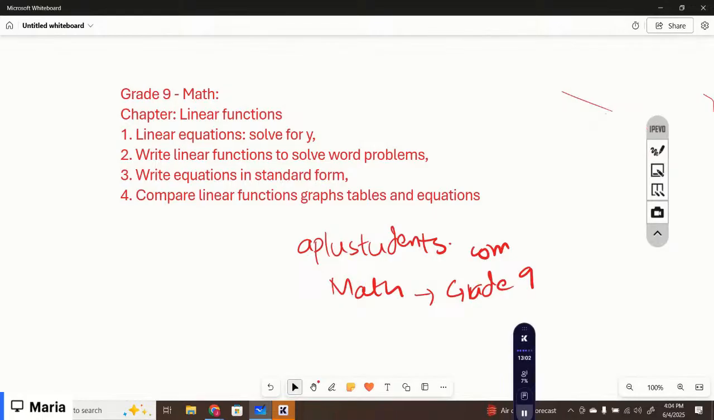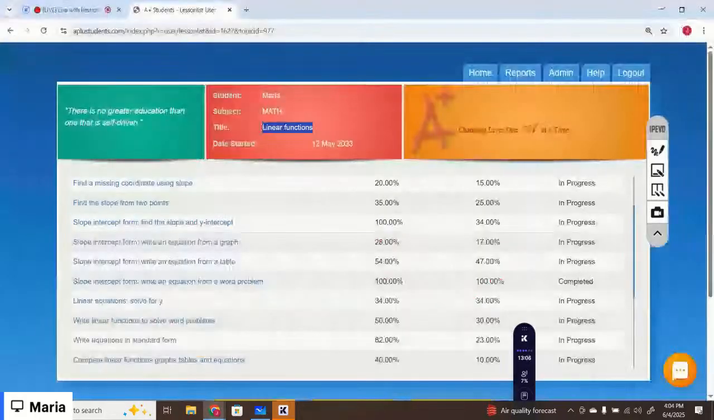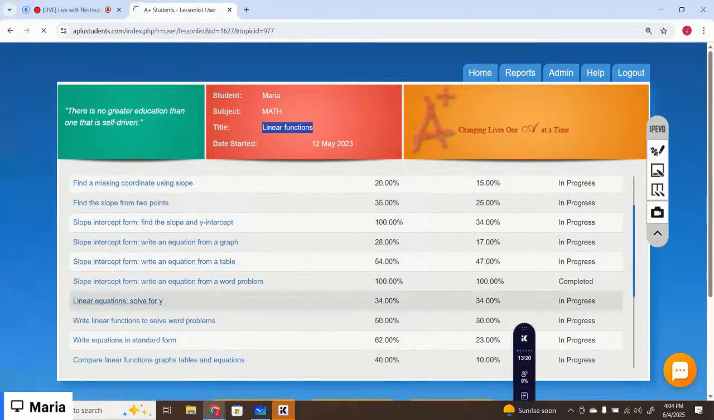So please make sure you have your notebook and pencil so that you can note down the important examples and things as well. Let's just start with the lesson that is linear equations solved for y.